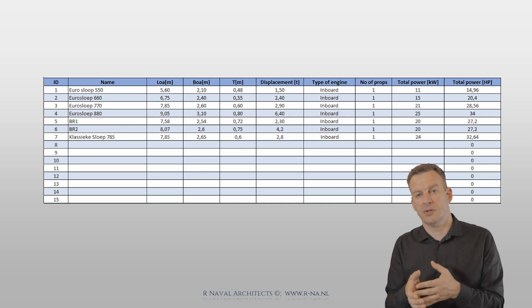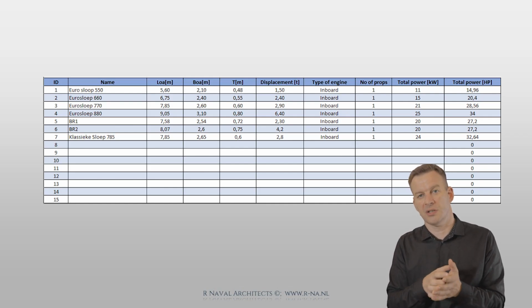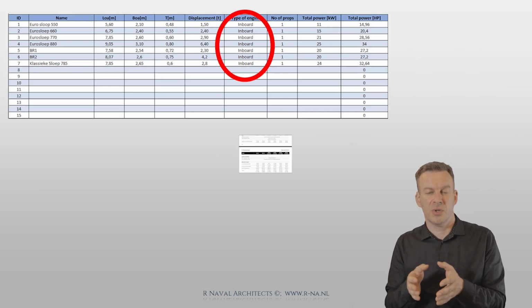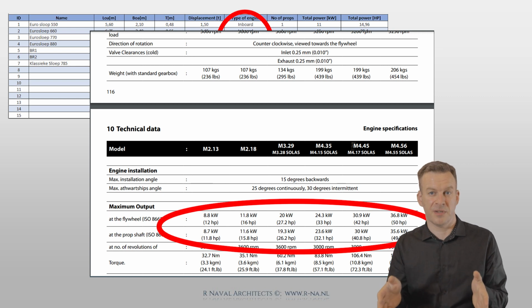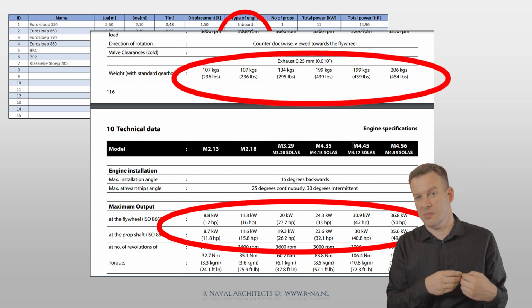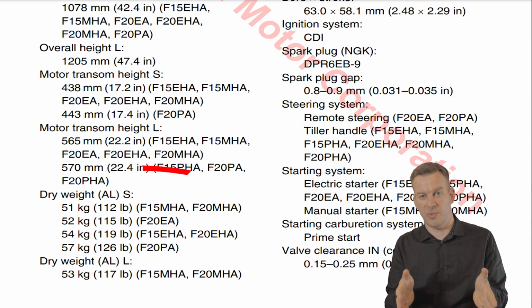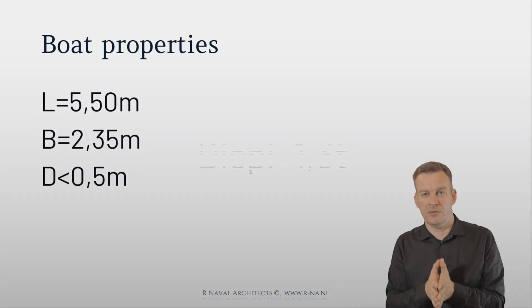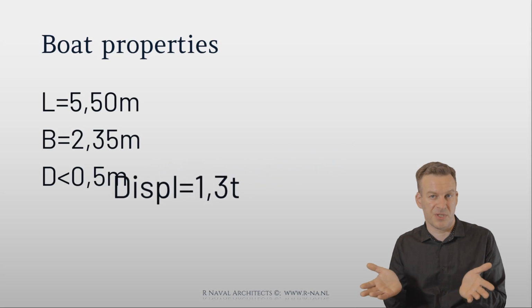However, if you take a look in the database, you will see that all the boats in the database are actually with inboard engine. Inboard engine installation is heavier than the outboard, and outboard is, in our case, the preferred propulsion train. So I will go with 1.3 ton for now, and we will see later if I was precise enough.